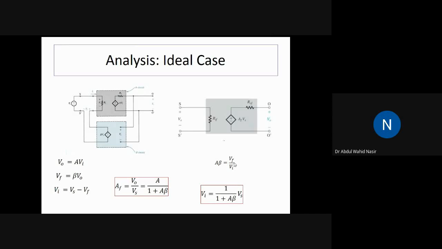And also VF by Vi. VF by Vi is nothing but A beta, which equals the loop gain L. So if you find VF by Vi, you end up with the relation A into beta, which is the loop gain. And also Vi by Vs. Vi by Vs, that is the signal Vi divided by Vs, you solve it and you will get 1 by 1 plus A beta. Clear?